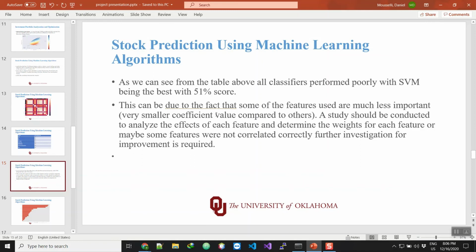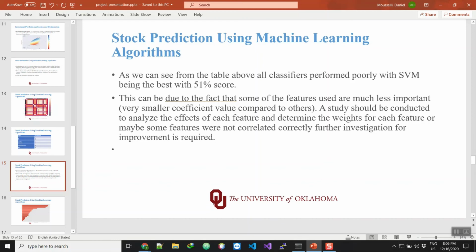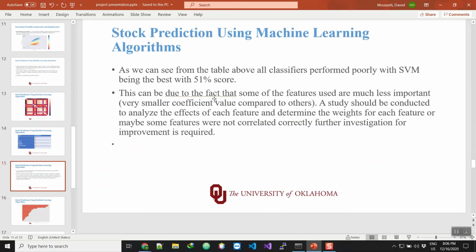Maybe we need to add coefficients to each feature. Need to add weights. Definitely further analysis can be done on this.